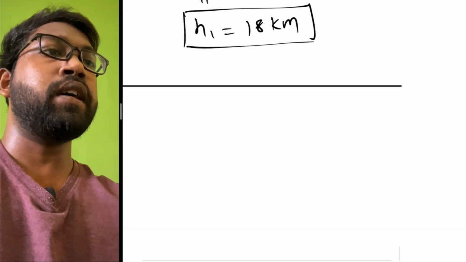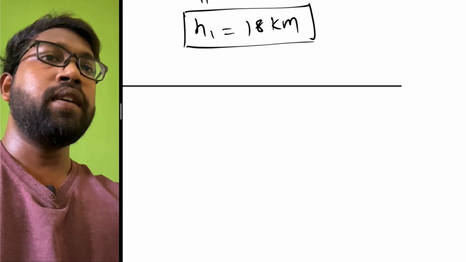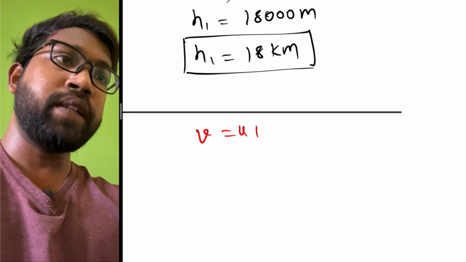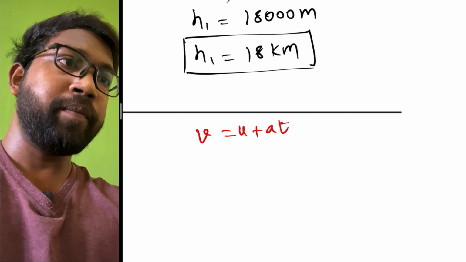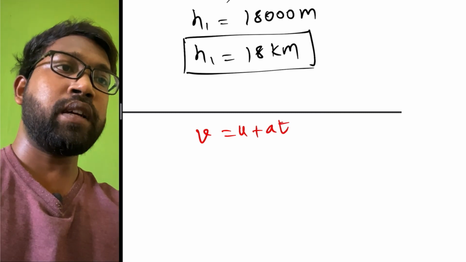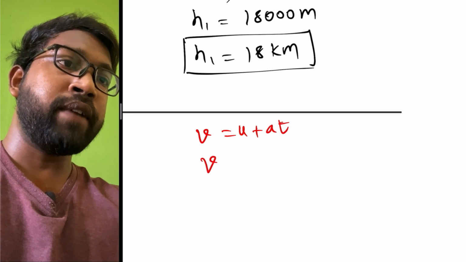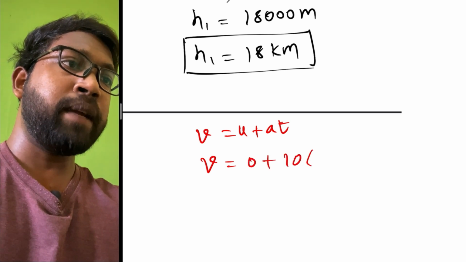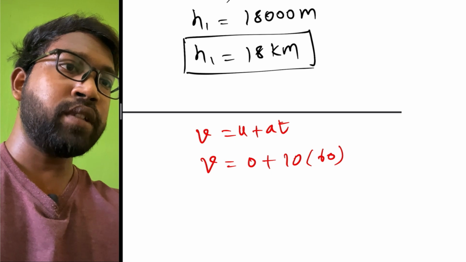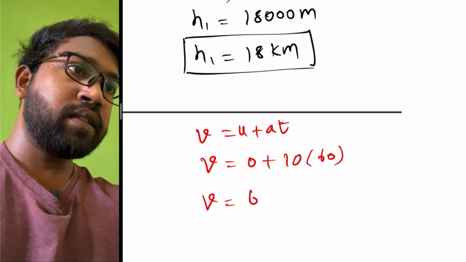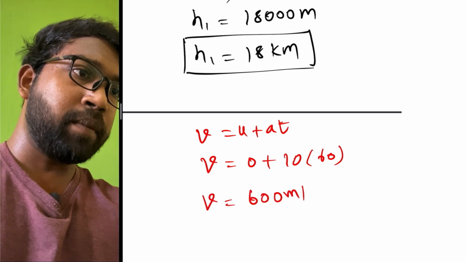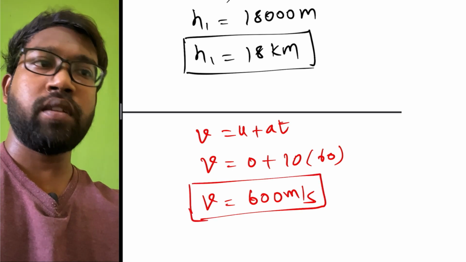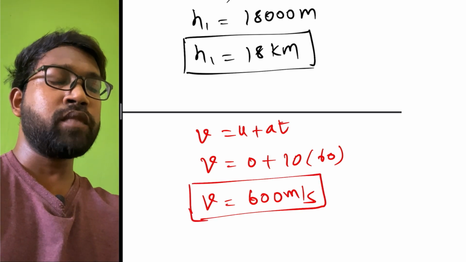For that I just take the assistance of the first equation, v equal to u plus at. So we know that initial velocity u becomes 0, a is 10 and time period is 1 minute, which is 60 seconds. So v is 600 meter per second. This is the velocity at the end of the first minute. I hope you understand.